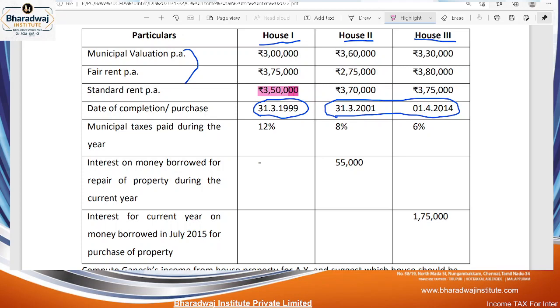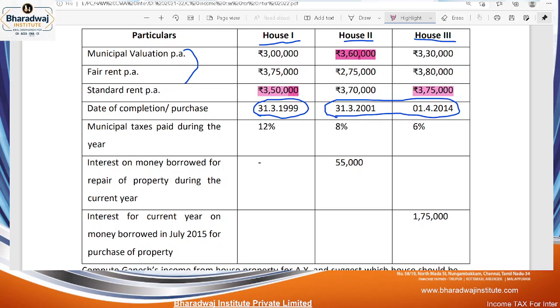Then 365 or 275, whichever is higher, 360. That amount or 3,70,000, whichever is lower, will be 3,60,000. Then next house, 330 or 380, whichever is higher, 380. 380 or 375, whichever is lower, will be 375.